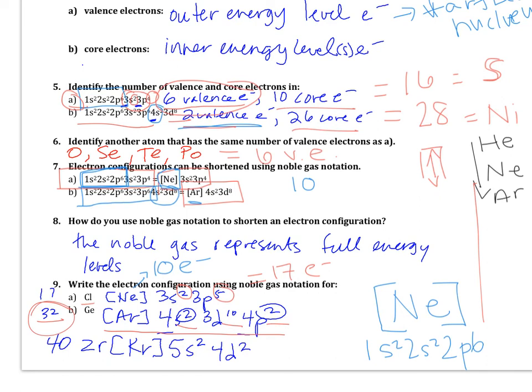Using the noble gas configuration is just a shorthand way of writing out really long electron configurations. It's based on the idea that noble gases always have full energy levels, and so we can substitute those in for all of the completed or full energy levels.